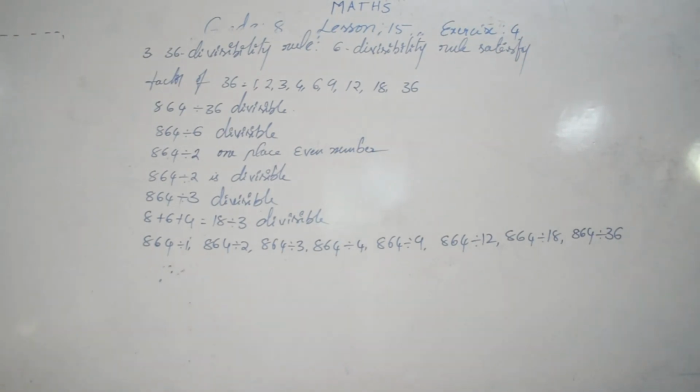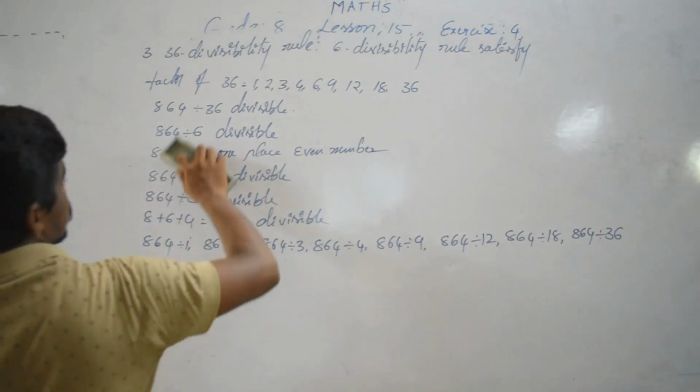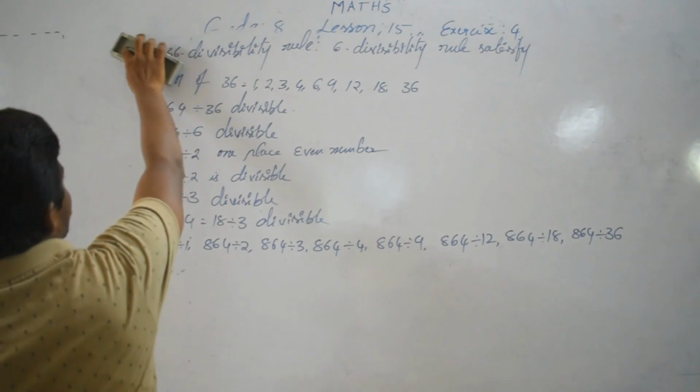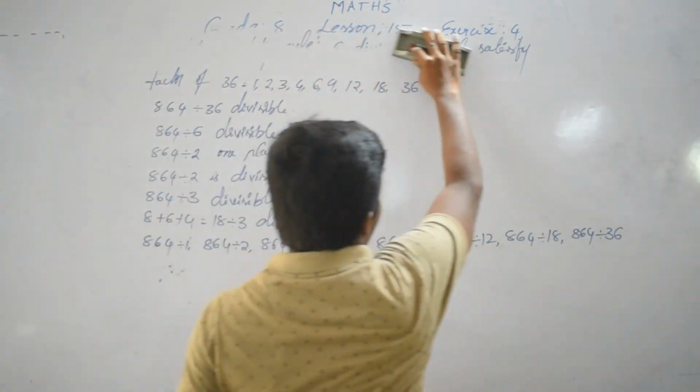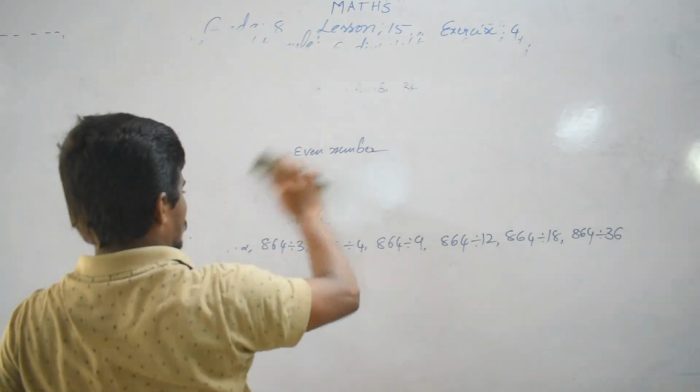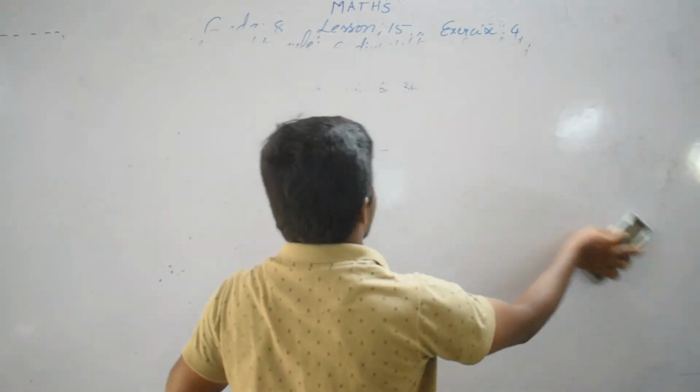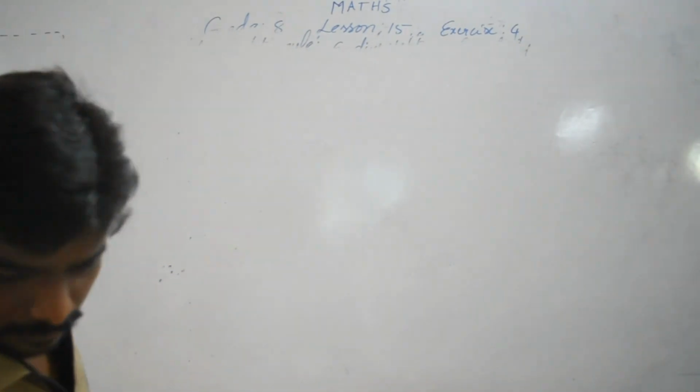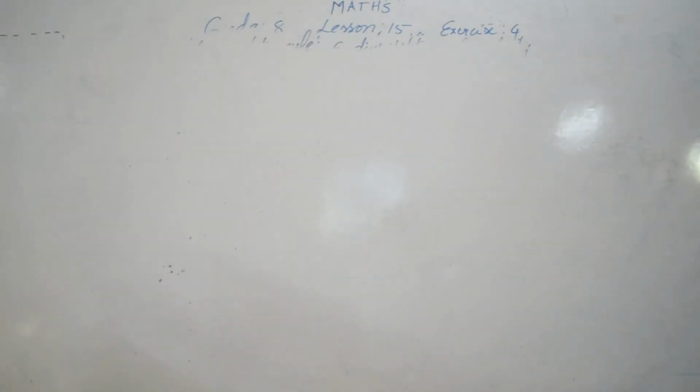Next one, check whether 756 is divisible by 42. Verify whether 756 is divisible by all the factors of 42, just like this. We know the 42 divisibility rule is the 2 and 7 divisibility rule only for 42. So here 756.